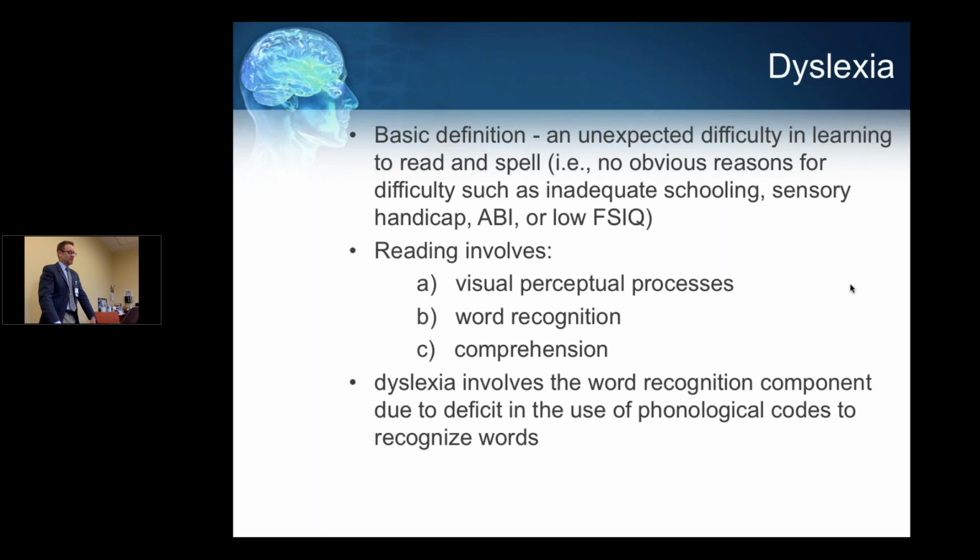And reading involves several things, right? Reading involves visual processing, and that would be more parietal, like we talked about. So visually, you have to see it. You have to recognize it as a letter. You have to recognize it as a word. And then you have the word recognition. And then there's comprehension, how it all fits together. So dyslexia involves the word recognition aspect due to phonologic issues.